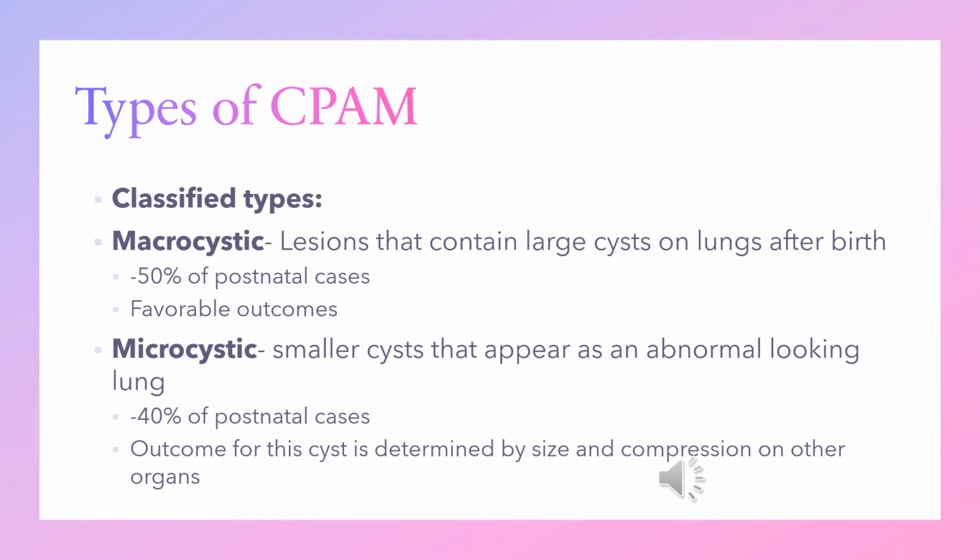The microcystic are smaller cysts that appear as an abnormal looking lung, and they account for 40% of postnatal cases. The outcome for these cysts is determined by the size and compression on the other organs and if they're treatable.